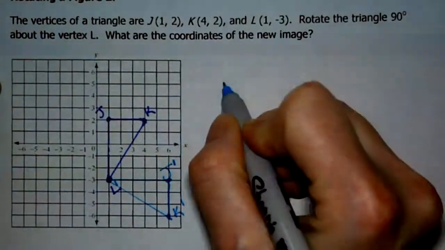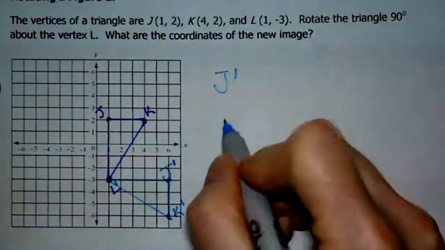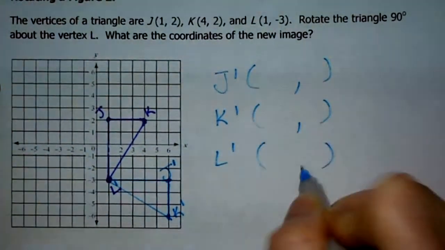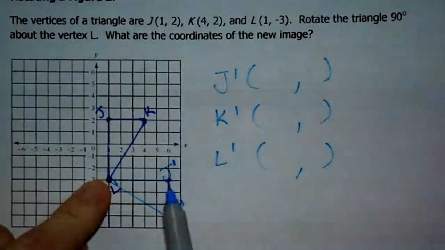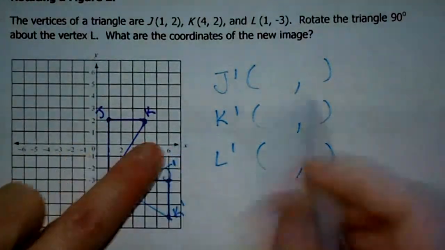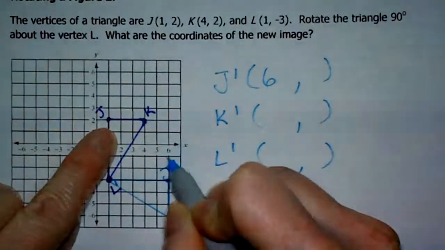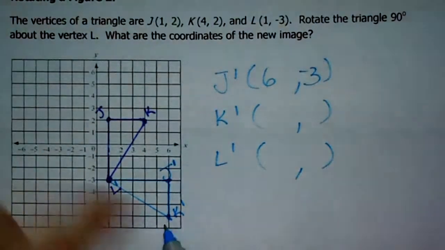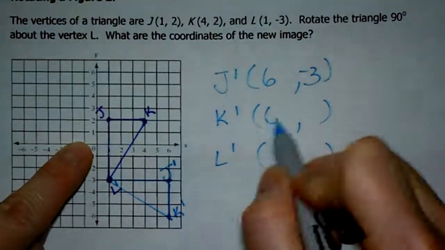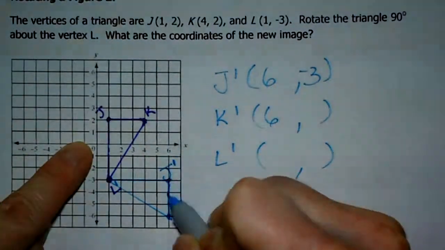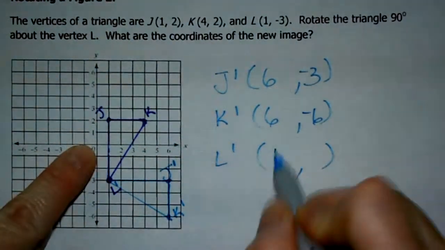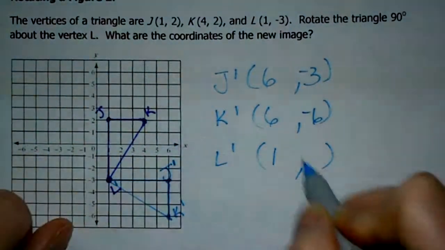So we need to list the image here, the ordered pairs, so J, K, L. All right, so to get to J from the origin, we go 1, 2, 3, 4, 5, and 6. And we have to go down 1, 2, 3. To get to the new K, we go over 1, 2, 3, 4, 5, 6 on the x-axis and down 1, 2, 3, 4, 5, 6 on the y. And L, we stayed in the same spot. We go right 1. We have to go down 1, 2, 3.